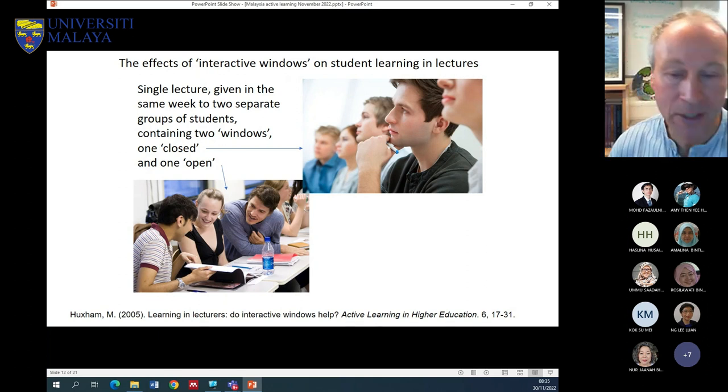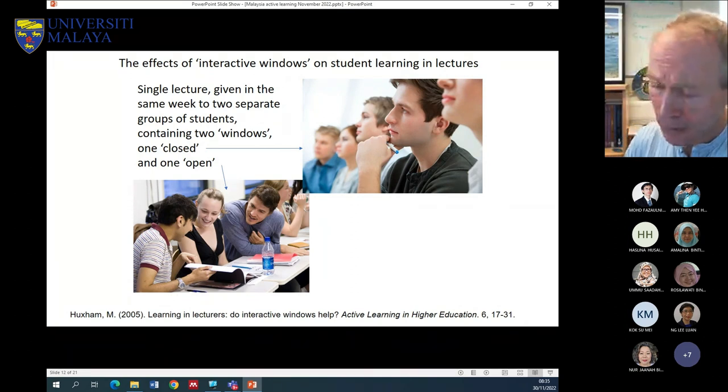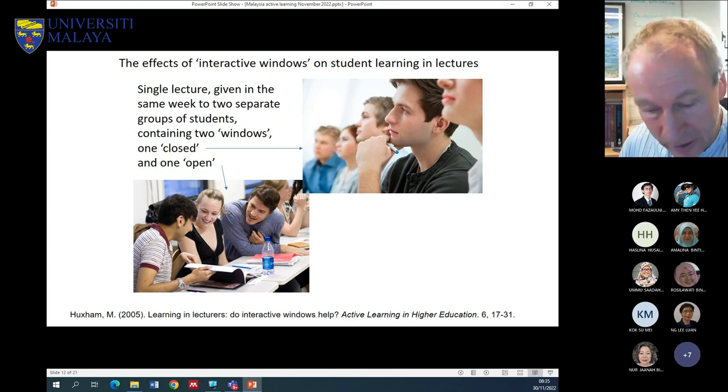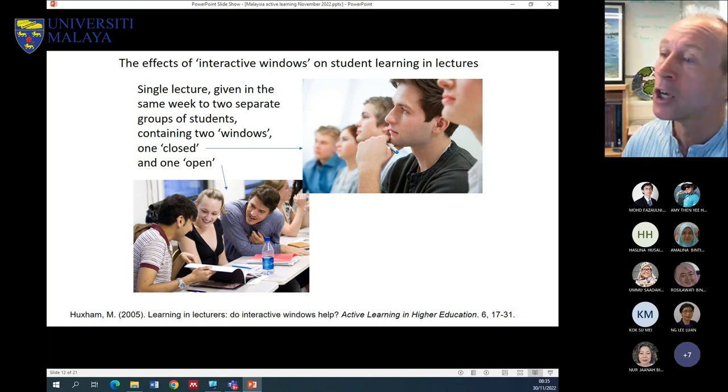obesity is a problem in society, or whatever it is, a little interaction like that, I call these interactive windows. That takes up time, and it's hard to organize in a large lecture theatre, because you have to get people to turn around and so on. And some students might just ignore you. They might refuse to do it. So all of those things might mean that it's not very effective for learning.